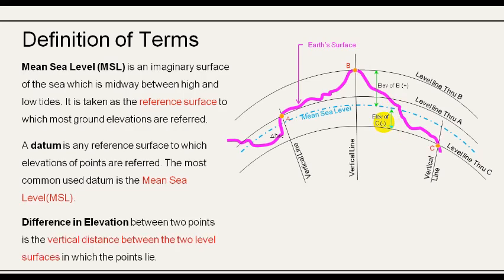Next is difference in elevation. It is a vertical distance between two level surfaces in which the points lie. So, this is the difference of elevation of point A and B. Also, this is the difference in elevation of A and C, and difference in elevation of B and C.